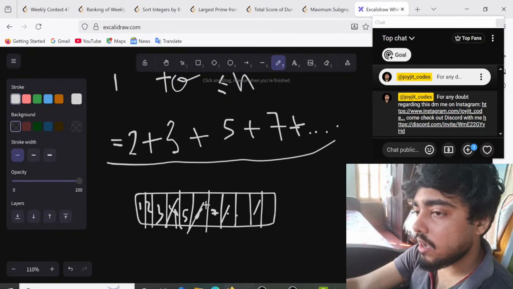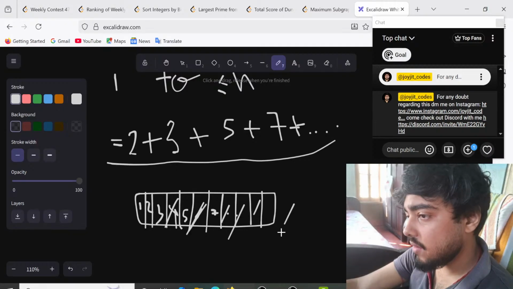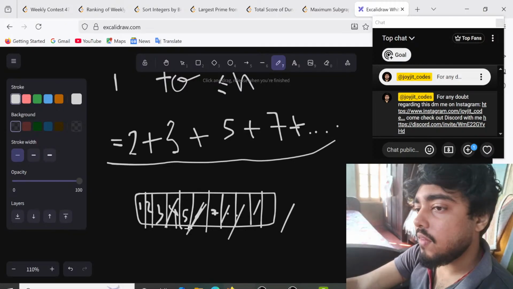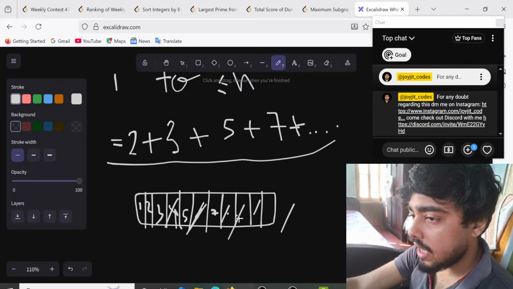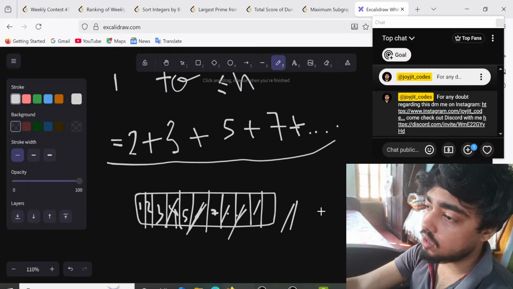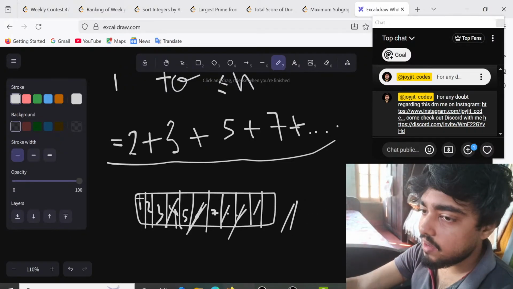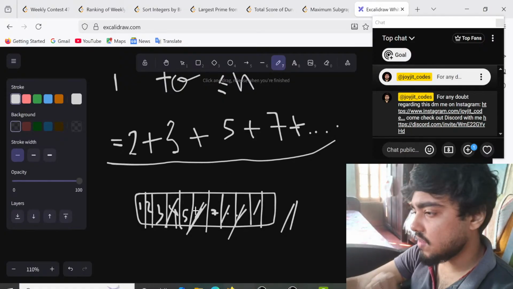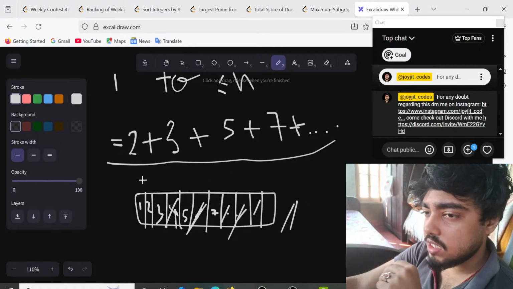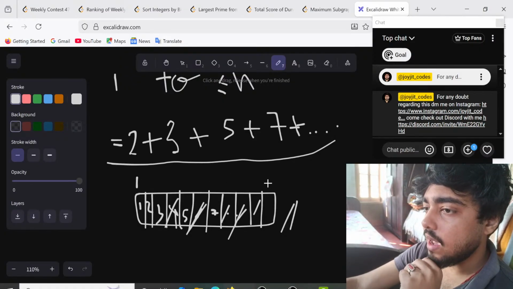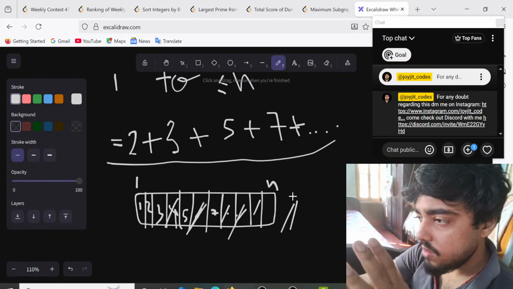3 is prime, right? So we can remove 6, it is already removed, then 9, 12, and so on. 5 is prime, so I can remove 10, 15, and so on. That is how you can do the sieve of Eratosthenes. Finally, whatever you're remaining with is a prime number. So you can do the sieve starting from 1 and ending at n.